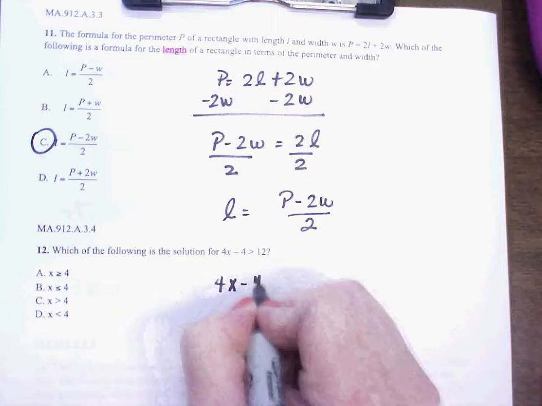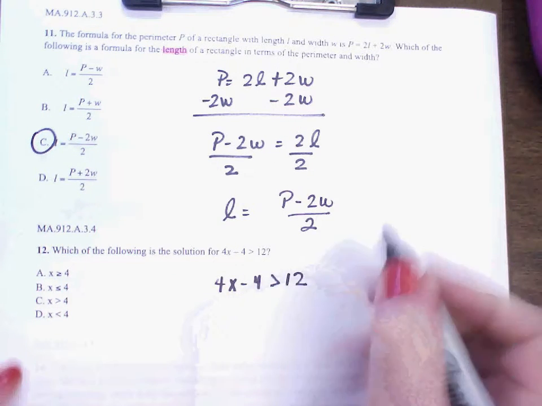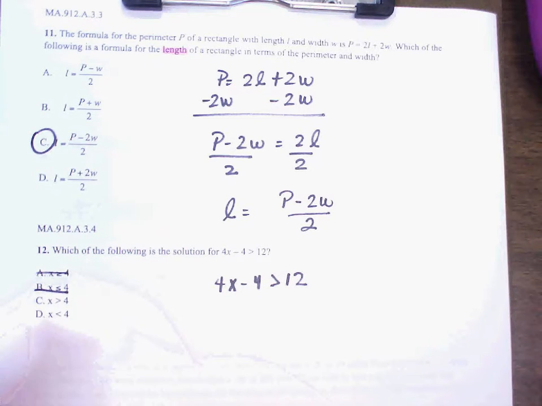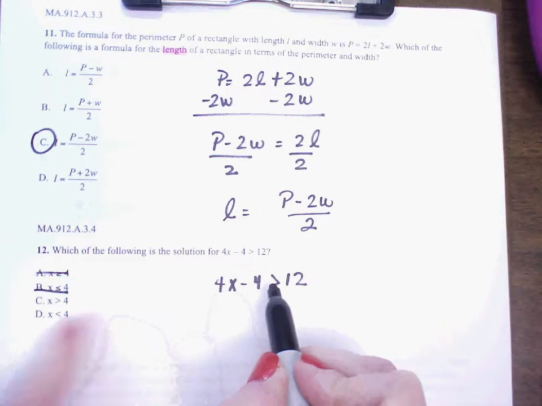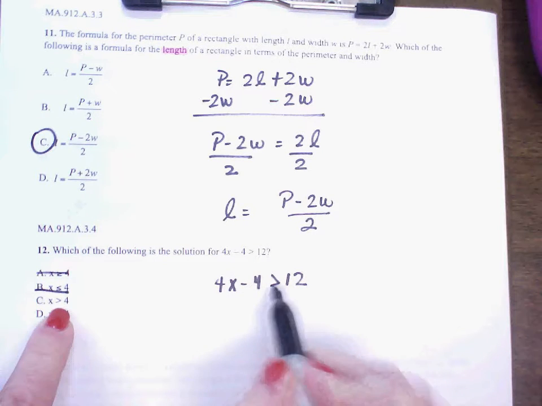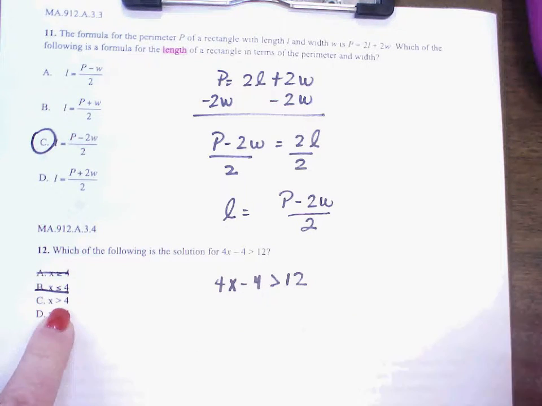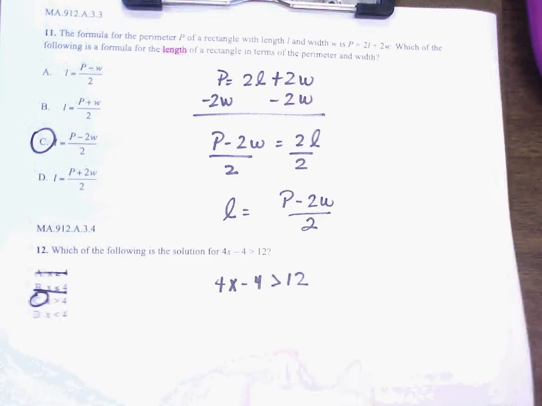All right, 4x minus 4 is greater than 12. You can eliminate A and B right off the bat. You don't have to solve this. You are not dividing by a negative number, so the symbol stays exactly the same, so the correct answer was C. You don't have to solve it.